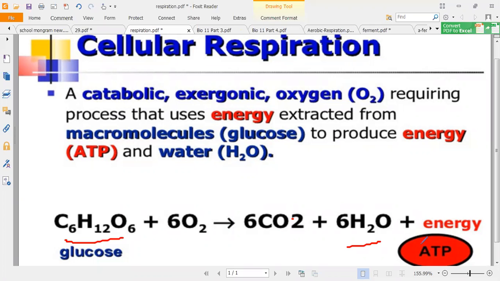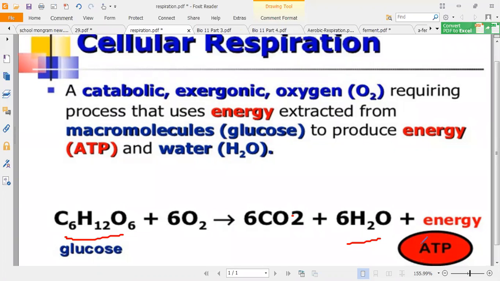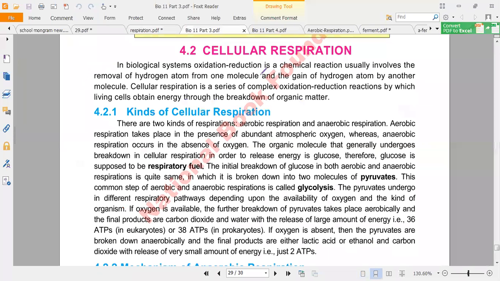and that ATP is utilized for different body processes, different regular activities of the body. So cellular respiration, we know that it is oxidative reduction, a chemical reaction that involves removal of hydrogen atom from one molecule and gain of hydrogen atom to another molecule. Like we know that cellular respiration is an oxidation and reduction process. So now we will see what are different kinds of cellular respiration.